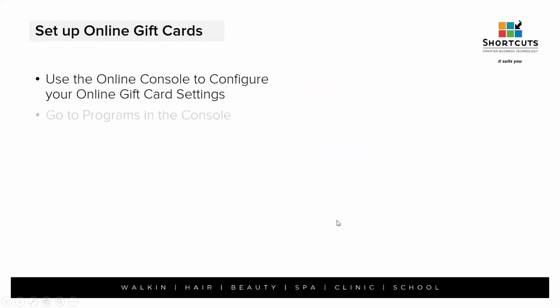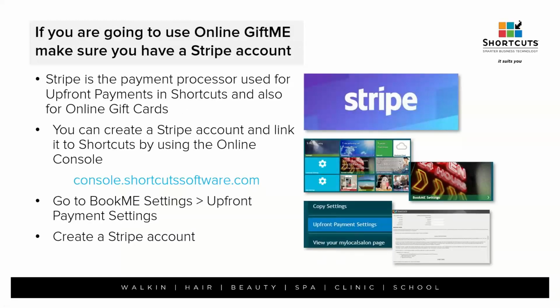Now, you do not have to order physical gift cards if you want to use digital gift cards or online gift cards. So let's go back. If you're going to use digital gift certificates for your business, instead, you can go into the Shortcuts Online console, and you can actually set up a portion of this. First thing you'll want to do is set up a Stripe account. Stripe is our payment processor. So in the console, if you go to your site settings, or your BookMe settings, you should have the ability to set up a Stripe account. Once you do that, once you set up your terms and conditions, once you make it active, then we can start to configure your digital gift cards.